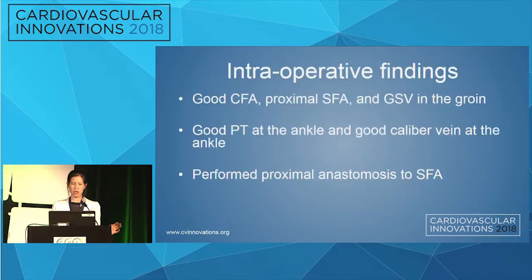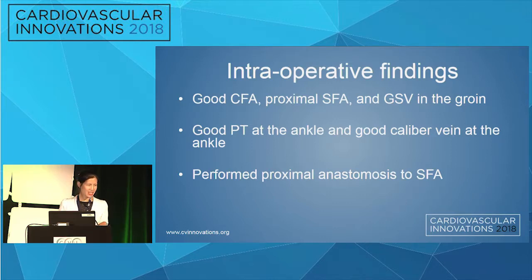So we took this guy to the OR. We cut down on the groin: good common femoral, superficial femoral artery, and good greater saphenous vein at the groin. We cut down at the ankle. There was a good PT target, and there was a good caliber vein at the ankle. So we did our proximal anastomosis to the proximal SFA, which is pretty common when you do these in situ.